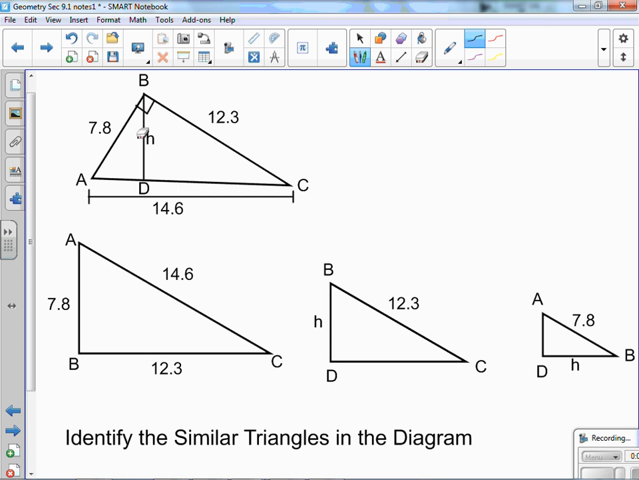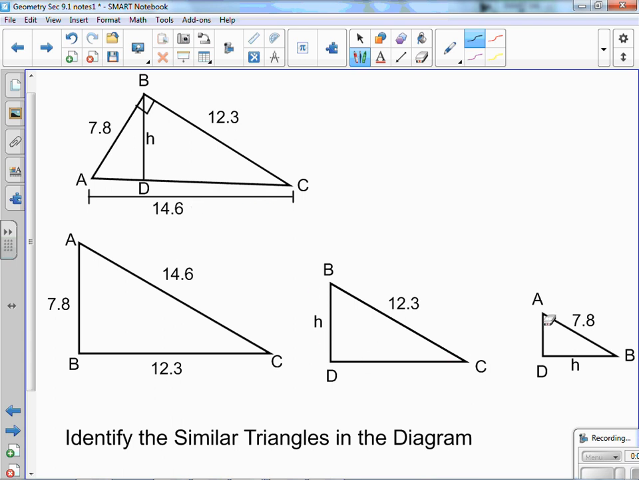All right, the altitude divides that triangle into two smaller triangles. You got this triangle here, triangle BDC, so I've just drawn it right here. So 12.3, so it's the hypotenuse of BDC. The H is the length of the altitude, and DC we don't have an exact measurement for right now because we just know that the whole side AC is 14.6.